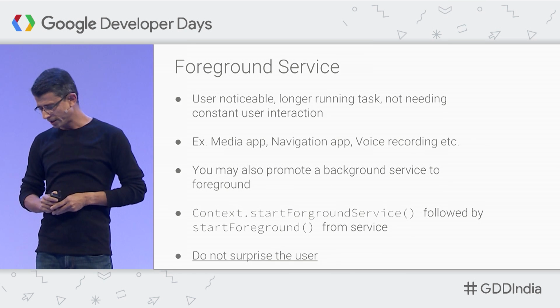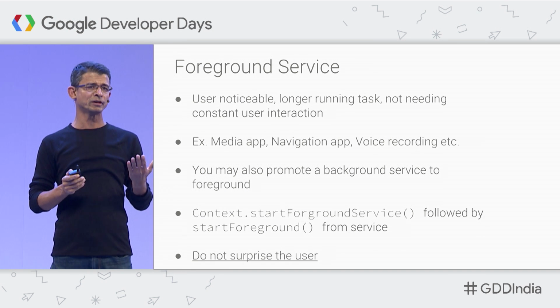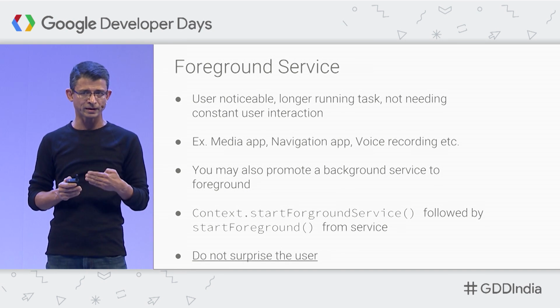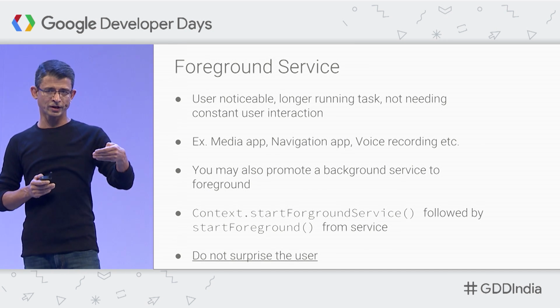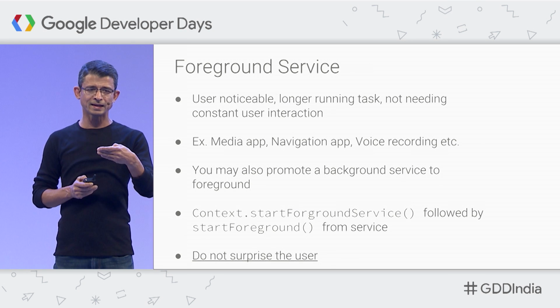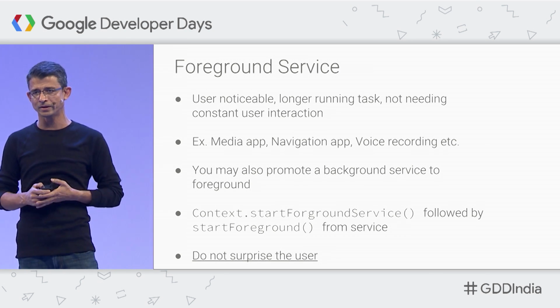But the most important takeaway from this is: do not surprise the user. You should not be using a foreground service when the user is not expecting it, because a foreground service needs to post a notification to the user. When they see that, they should be able to relate to it and think, yes, of course, I use this, I need this, so let it run.